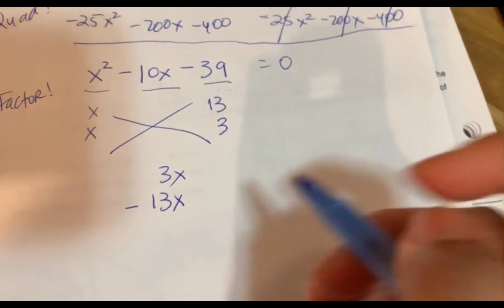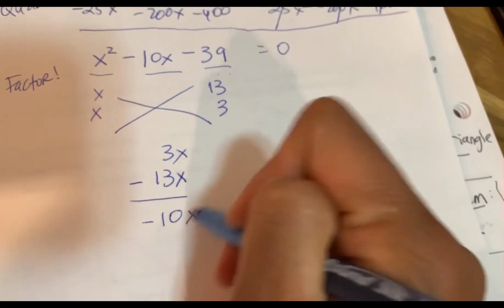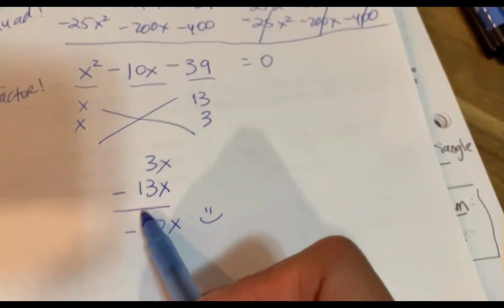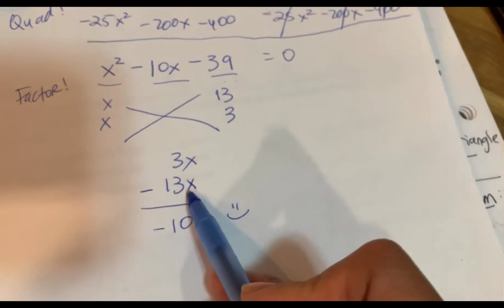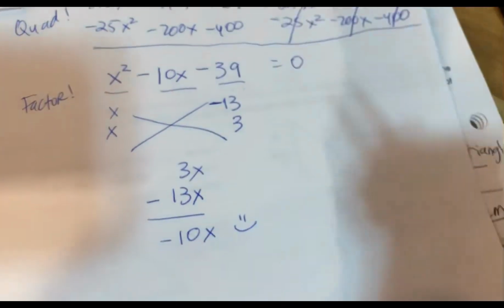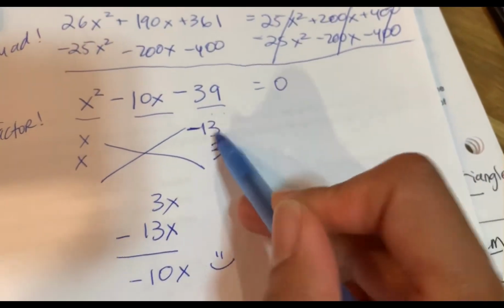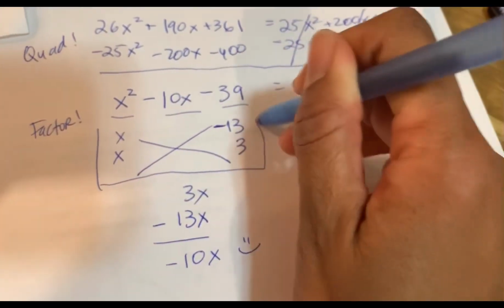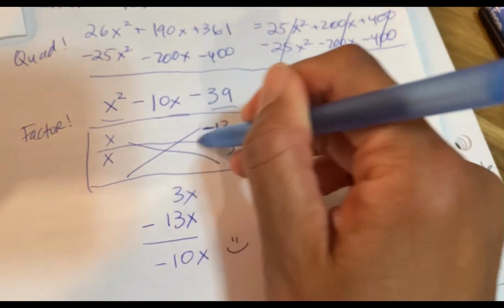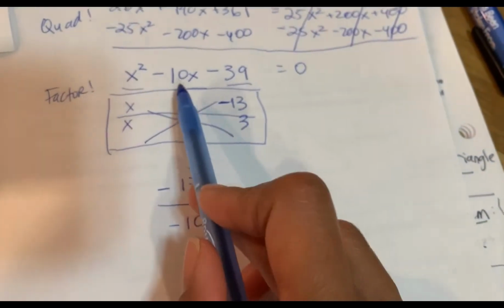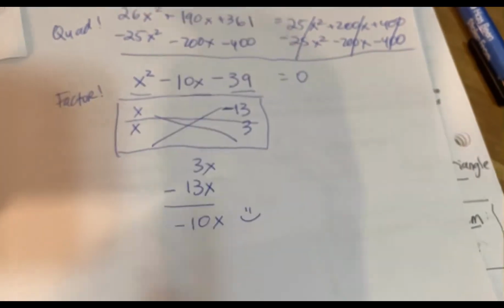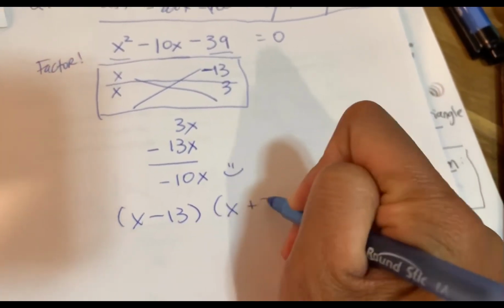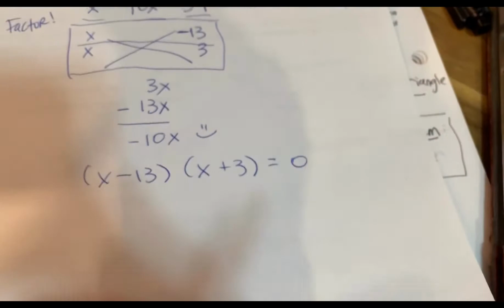If I put a negative 13x, I end up getting negative 10x, which is what I want. So these are my winner chicken dinner numbers, but I need a negative on negative 13. And like I said, one of them had to be negative to give me a negative 39, right? So winner chicken dinner, these are my numbers that win the factoring game. So when I factor this, I end up getting x minus 13 times x plus 3 is equal to 0.